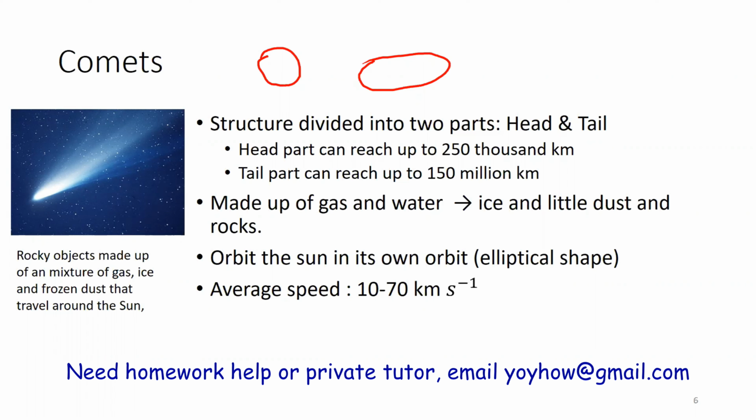So that is the three types of other bodies and their characteristics: meteoroid, asteroid, and also comet.